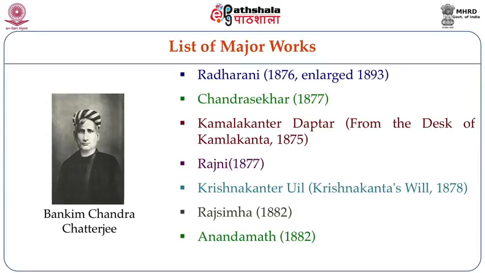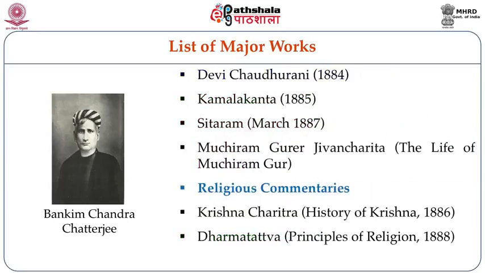Raj Singh was published in 1882. Anandamath was published in 1882. Devi Chaudhurani was published in 1884. Kamalakante's Daptar was 1885. Sitaram was published in March 1887. Muchiram Gurer Jibon Charit, the life of Muchiram Gur, and there are a few religious commentaries. Those are Krishna Charitra, or History of Krishna. It was published in 1886.